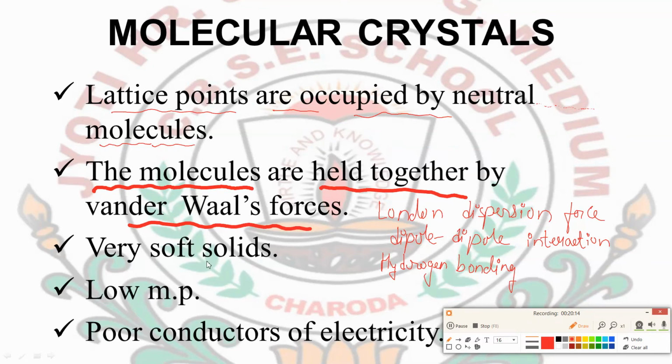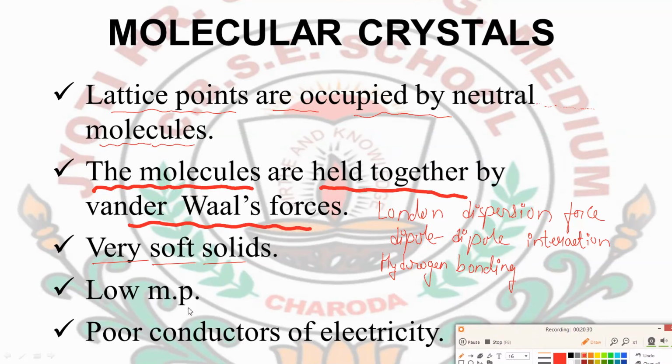Next, they are very soft solids. They are generally soft solids as compared to the ionic crystals or the covalent crystals. Due to their softness, they have a very low melting point. And they are also poor conductors of electricity due to the presence of neutral molecules here.